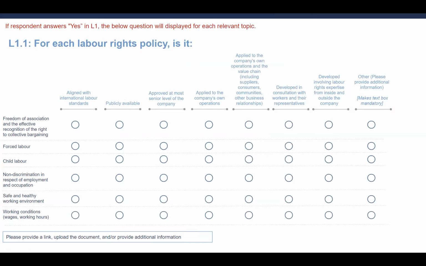L11 seeks further detail on the nature of the organization's labor rights policies. For instance, if they are approved at the most senior level of the company and/or aligned with international labor standards. The company will also be asked if the policies apply to its own operations or also to the value chain. The value chain includes not only suppliers, but also consumers, communities, and other business relationships. The company can select this option if their policies apply to part of the value chain. For instance, some suppliers, and in addition, some consumers or other business relationships. And then briefly provide additional information in the text box about which business relationships are covered.